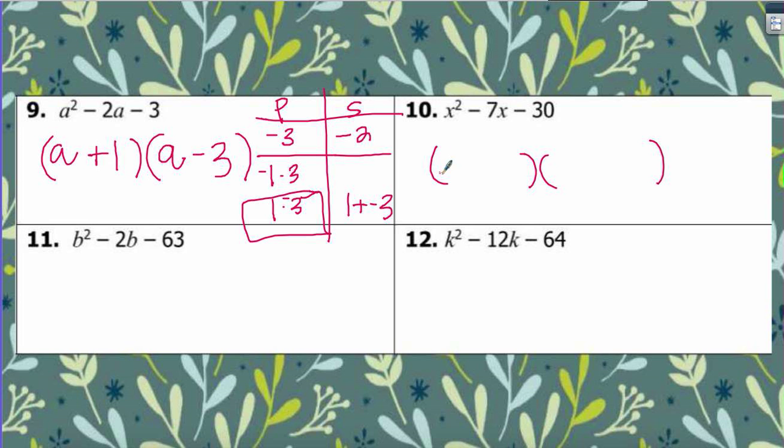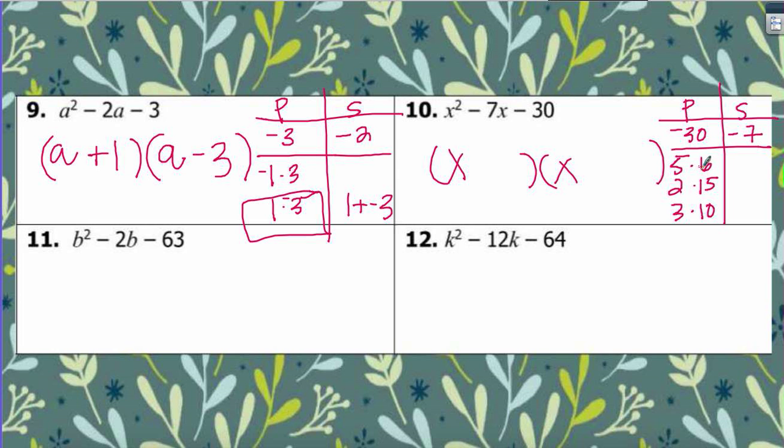This next one, x squared came from x times x. I'm looking for a product of -30 and a sum of -7. So options to get to 30, I know I have 5 and 6, and I know I have 2 and 15, and I know I have 3 and 10. Well, the only one that's going to get me close to 7 is this 3, 10 option.